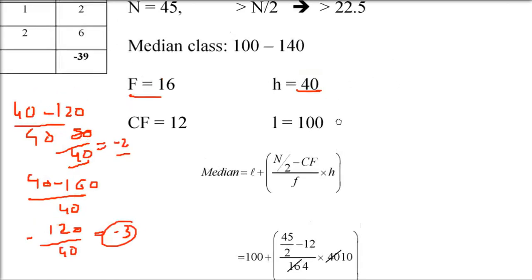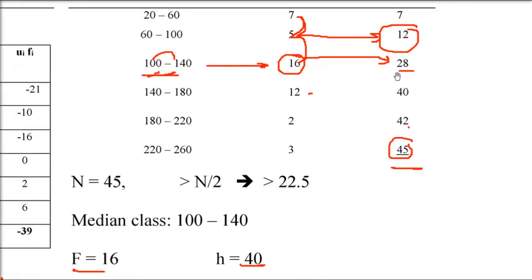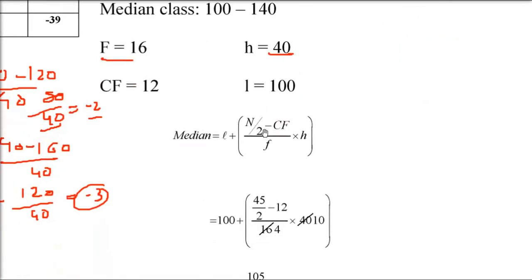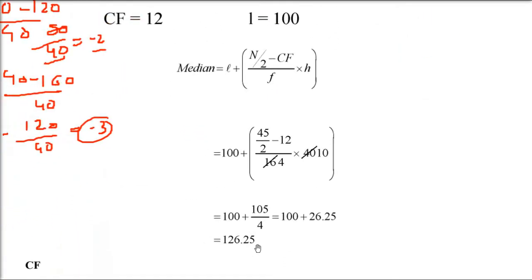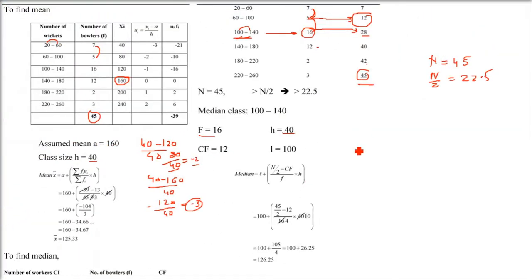So this is the whole formula. You need to learn these formulas by heart, because remembering them is very important. And then finally you get 126.25.